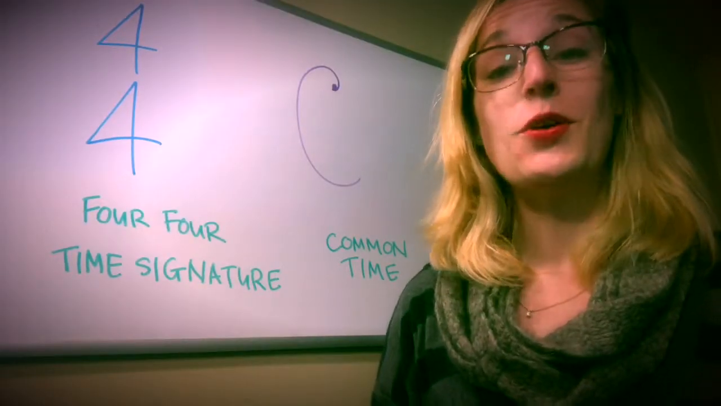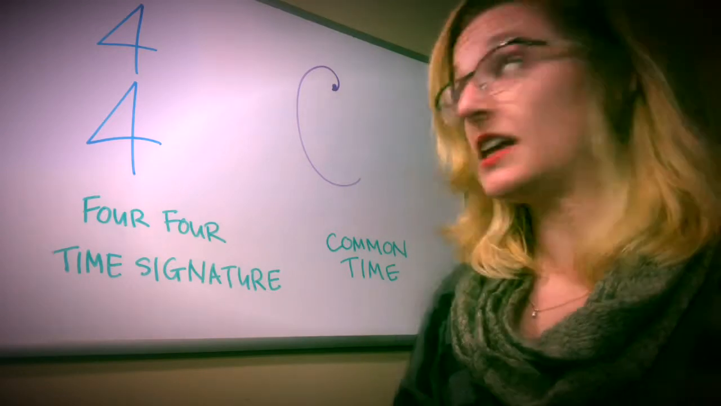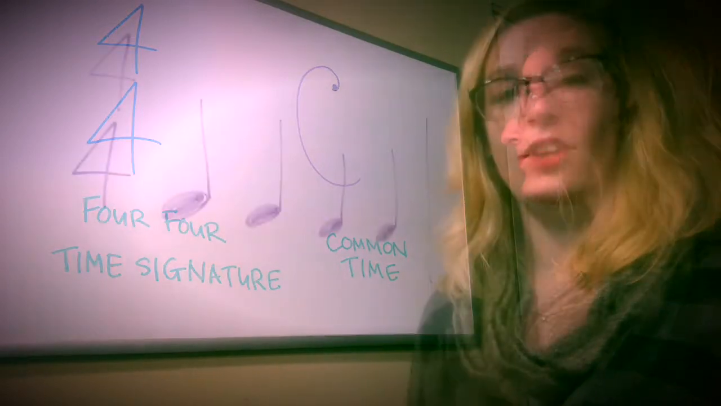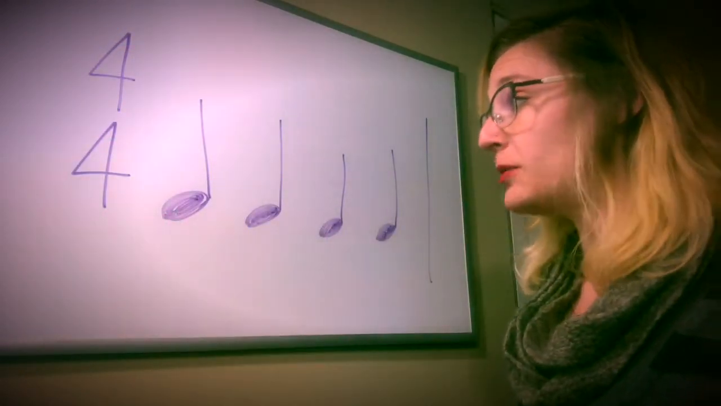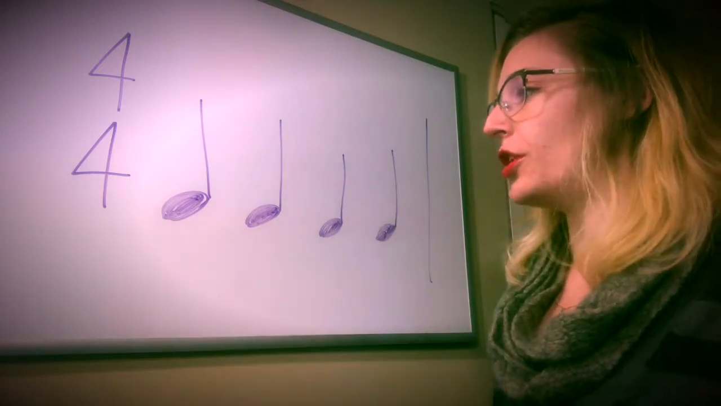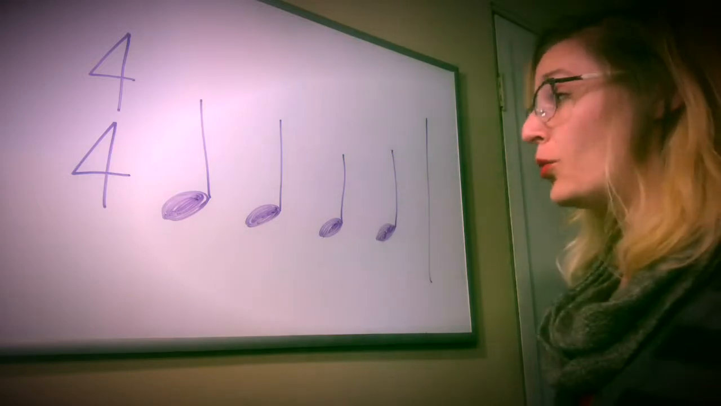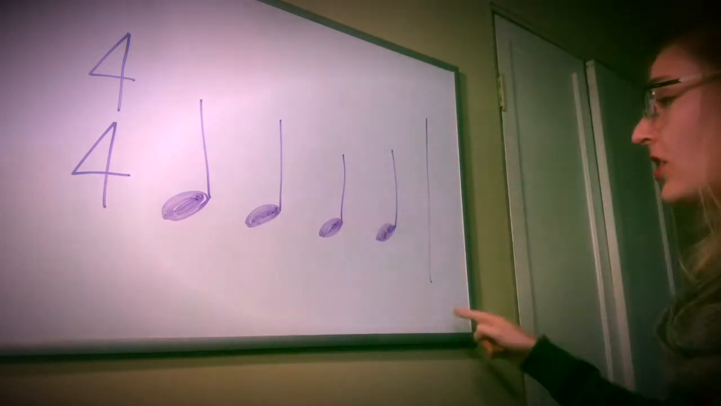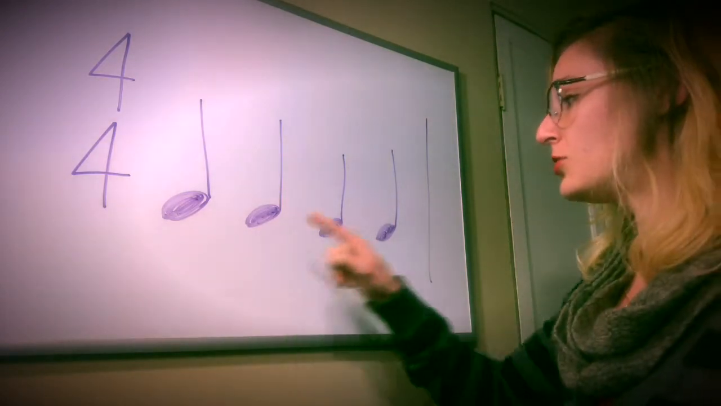First things first, we need to understand that we are studying these basic note values in 4/4 time signature or common time. What this means is that we have 4 beats in every measure and the quarter note is worth 1 beat. So we can fit 4 quarter notes before we have a bar line to mark the end of the measure. 1, 2, 3, 4.